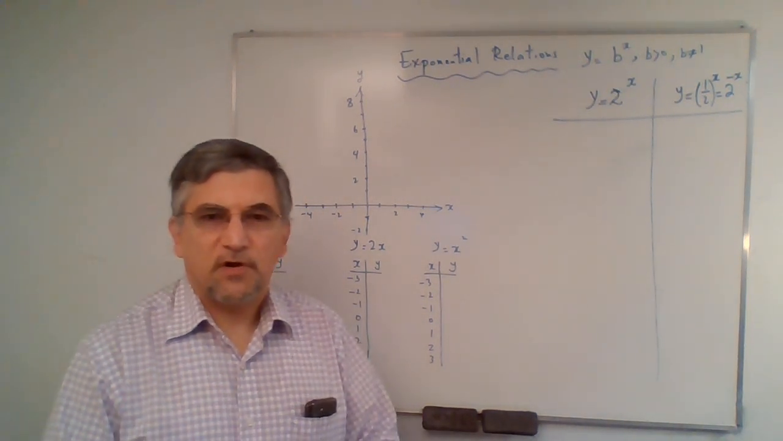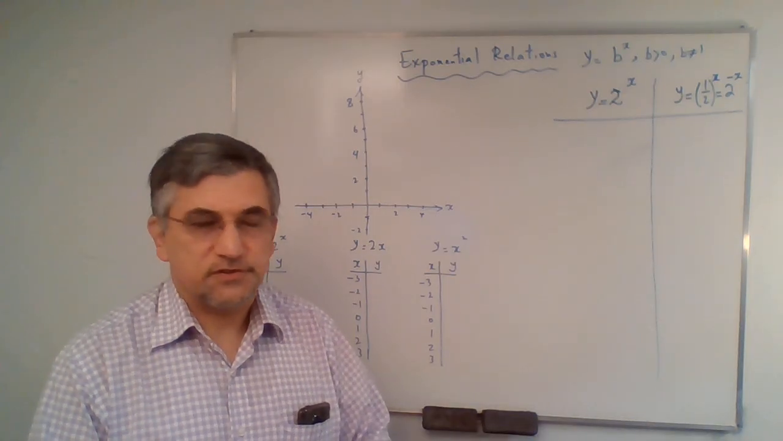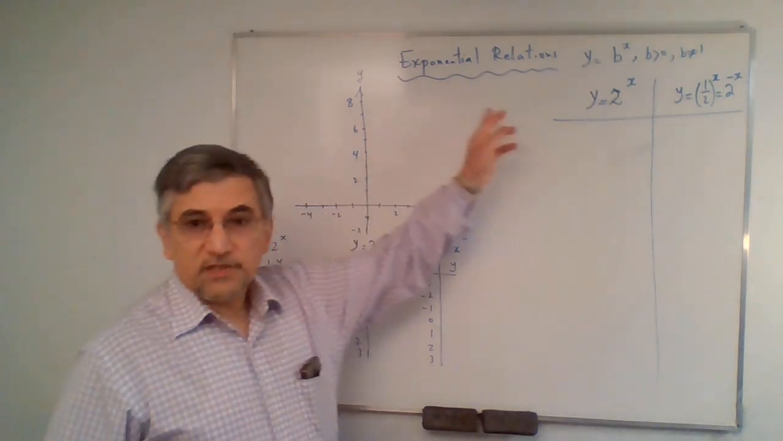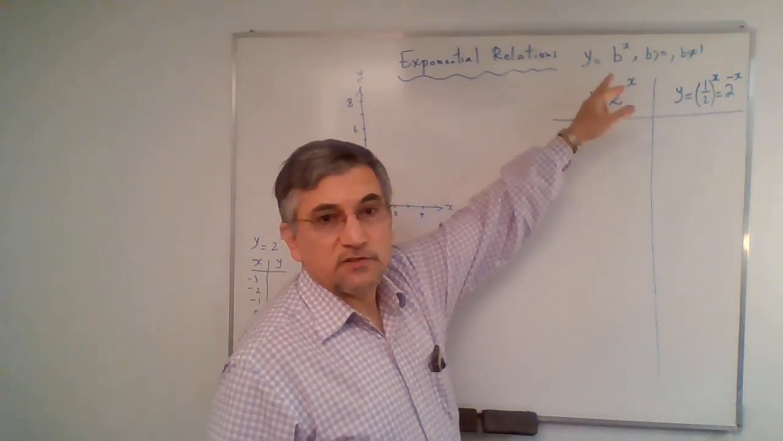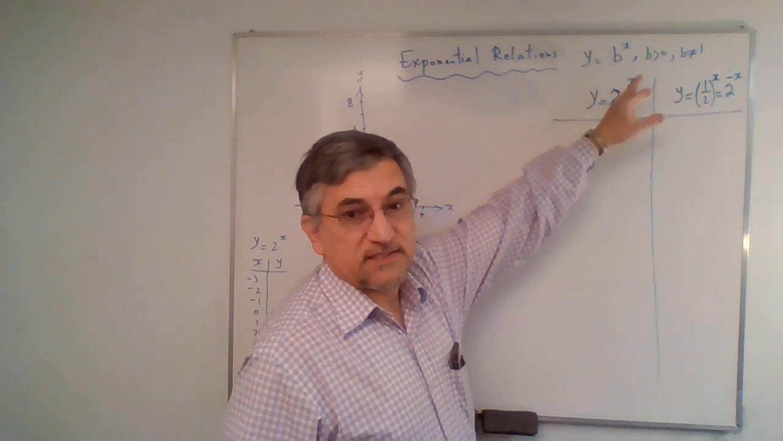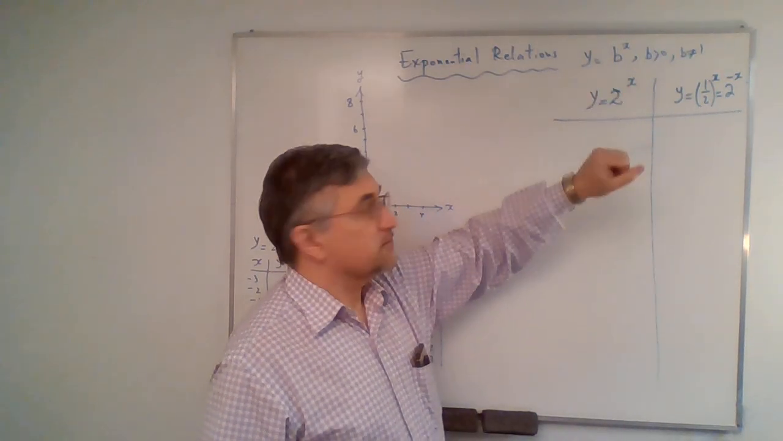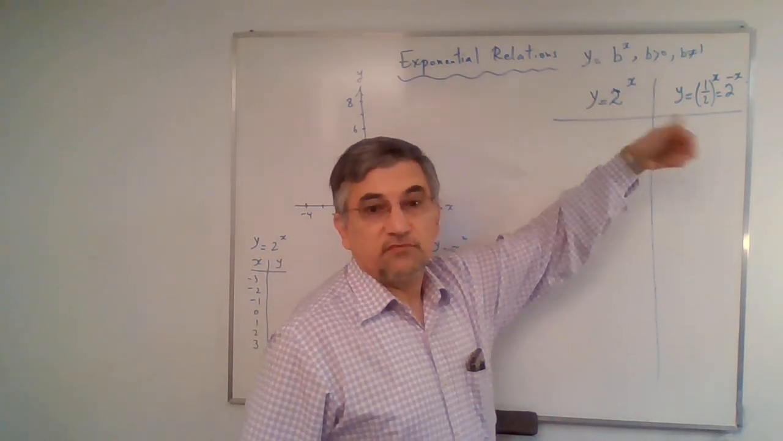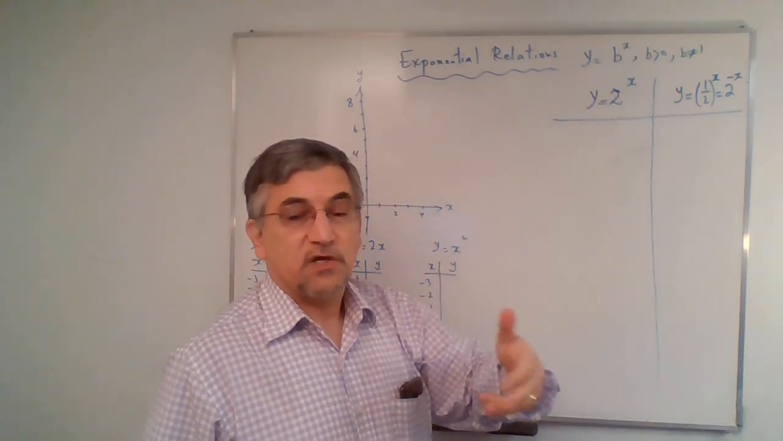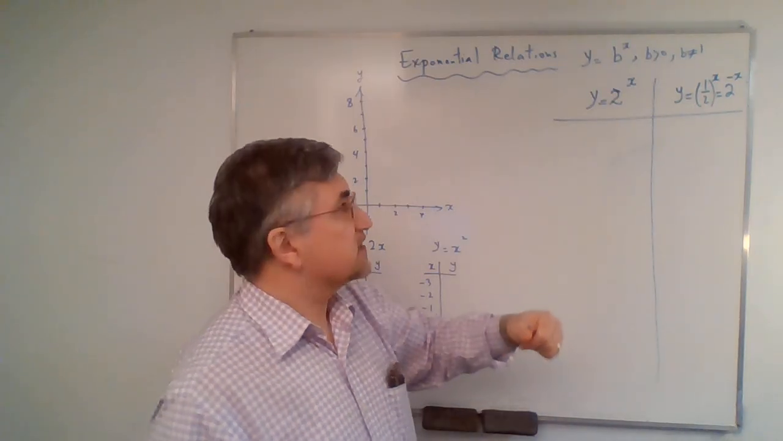Today, we want to talk about exponential relations. Exponential relations are relations whose equations are in the form of y equals b to the exponent of x. So b raised to the exponent of x. For example, 2 to the exponent of x, or 1 half raised to the exponent of x, or like 3 or 10 raised to the exponent of x.